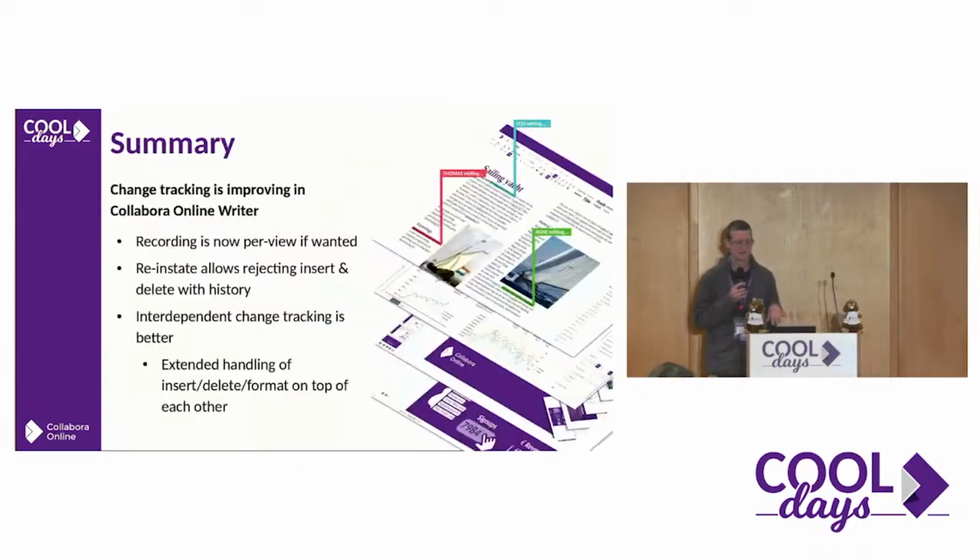So in summary, there are multiple areas where we are working on improving change tracking for Collabora Writer. There is this per view recording, which is very handy in some scenarios. There is this new reinstate feature to reject changes with history, to be more polite in your communication. And also the support for this interdependent change tracking is improving.